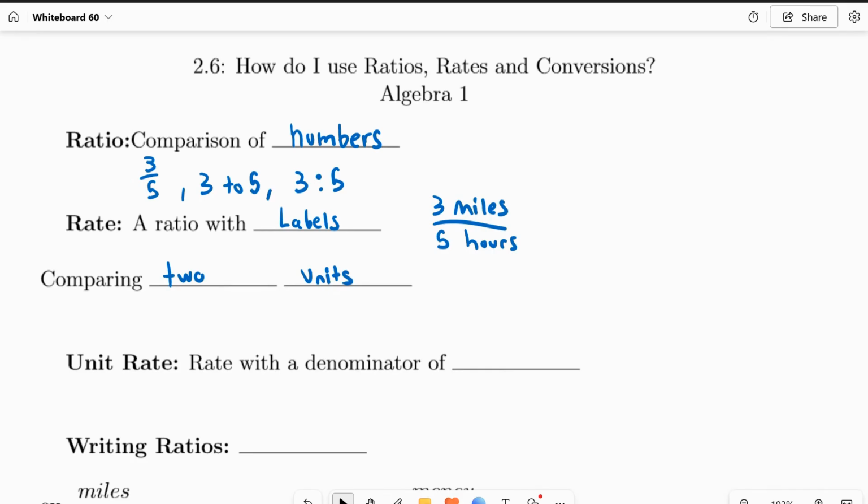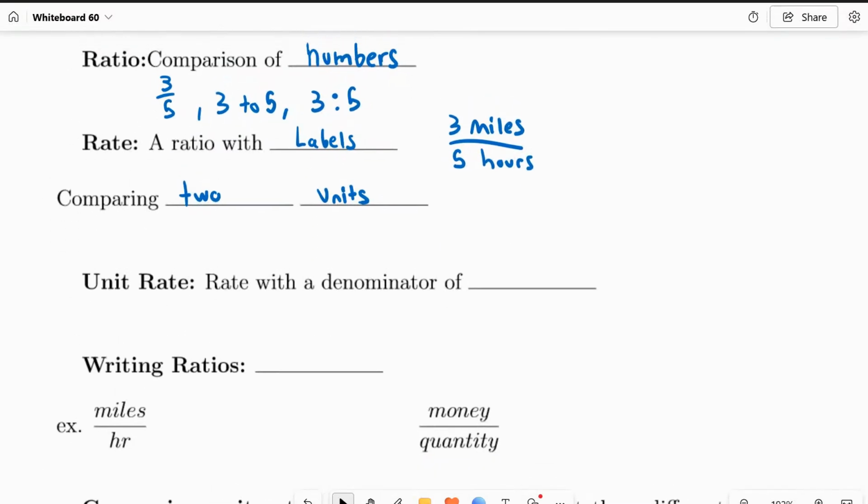We also have unit rates, which is just a rate with a denominator of 1, which would be the most common type of rates that you will see in the real world. So when we drive, we usually say miles per 1 hour. If I'm on a highway, I might be driving 50 miles in 1 hour. That would be considered a unit rate.